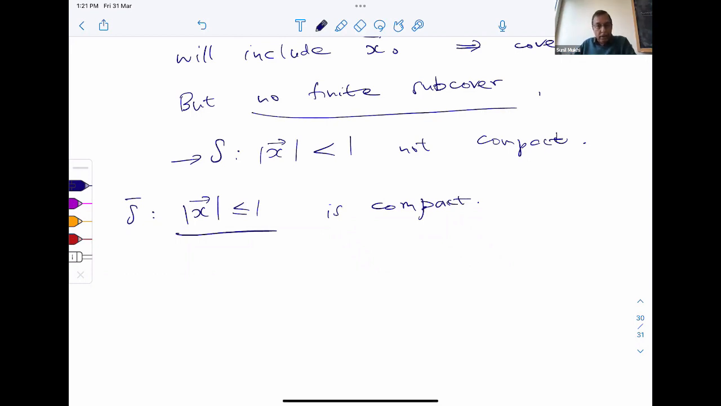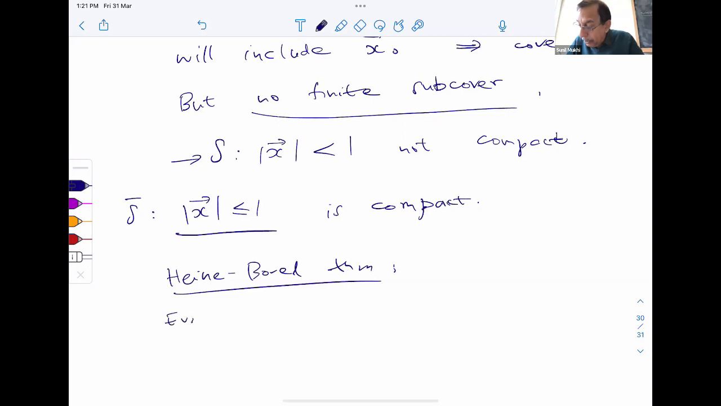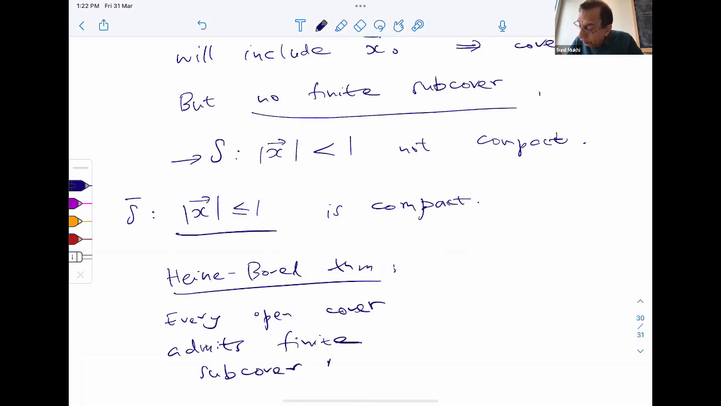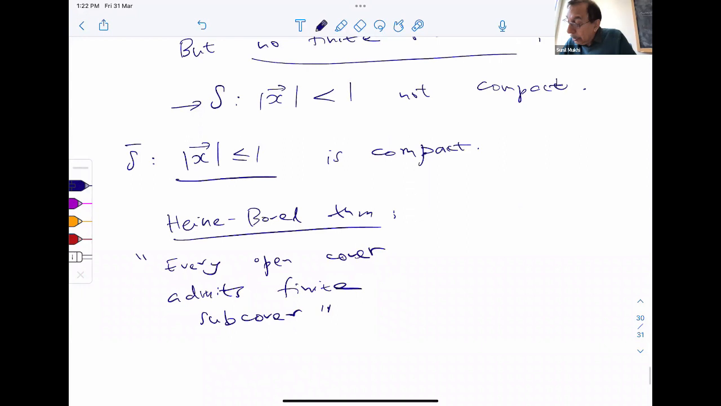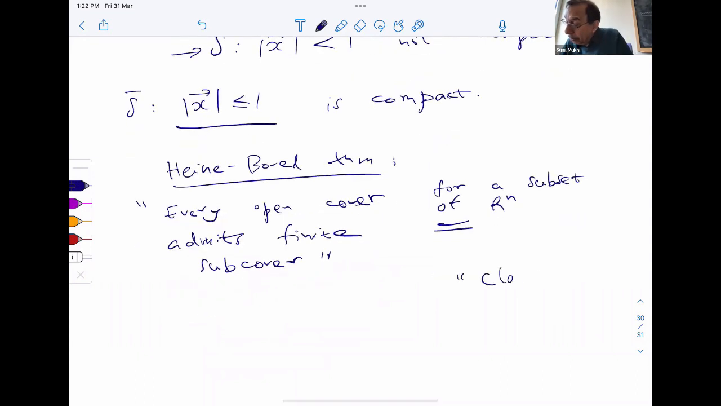As you can see, it's still difficult to prove compactness, but there's a very famous theorem called the Heine-Borel theorem, which says that the property that every open cover admits a finite subcover is equivalent, for a subset of Rn, only to closed and bounded.